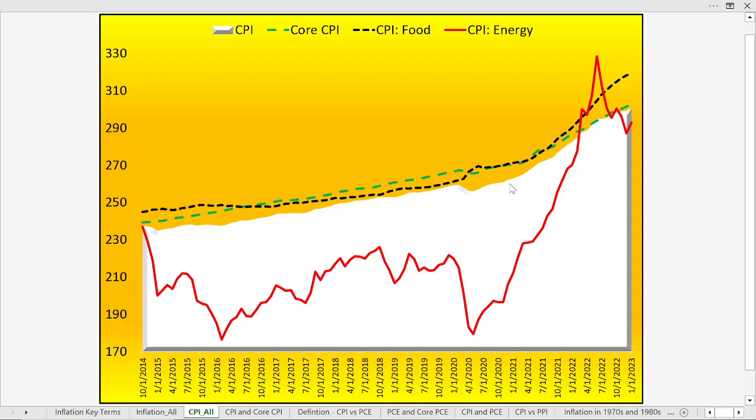Notice when the CPI food index and the CPI energy index really went up, that affected the white area chart. Remember, the white area chart is CPI, which includes food and energy, which includes the black line and the red line. So when food and energy go up, that pushes the white area chart up, even a little bit above the core CPI, which is not affected by food and energy. Food and energy affect the white area chart, but not the green line.